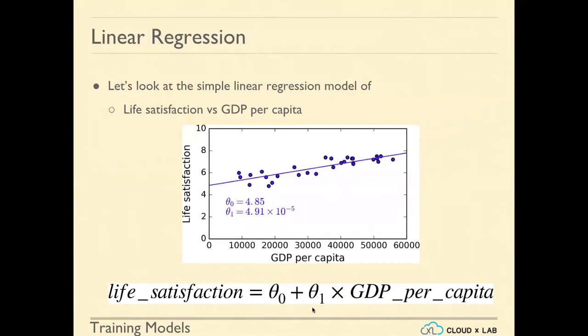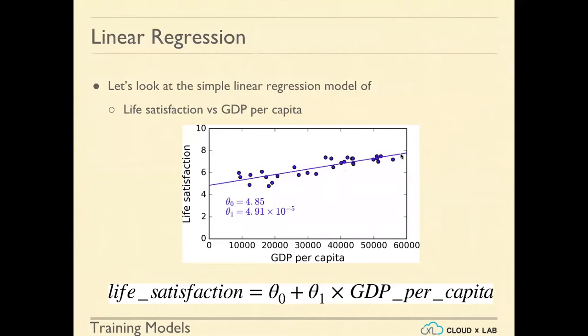Now let's take a look at this. Imagine that we came up with some equation. Now if GDP per capita is 0, what will happen? This will be the theta naught. This much is the life satisfaction at GDP being 0.